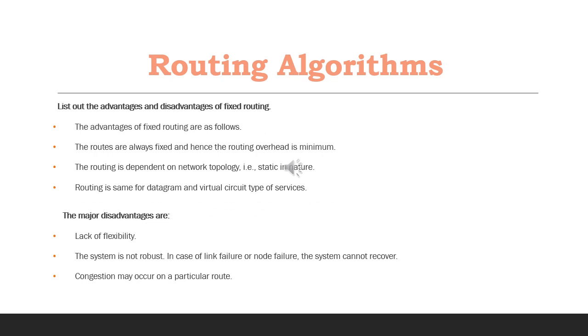Now, let us list out the advantages and disadvantages of routing algorithms. We have fixed routing. The advantages of fixed routing are as follows. The routes are always fixed and hence the routing overhead is minimum. The routing is dependent on network topology, static in nature. Routing is the same for datagram and virtual circuit type of services. And the major disadvantages are lack of flexibility. The system is not robust. In case of link failure or node failure, the system cannot recover. And congestion may occur on a particular route.